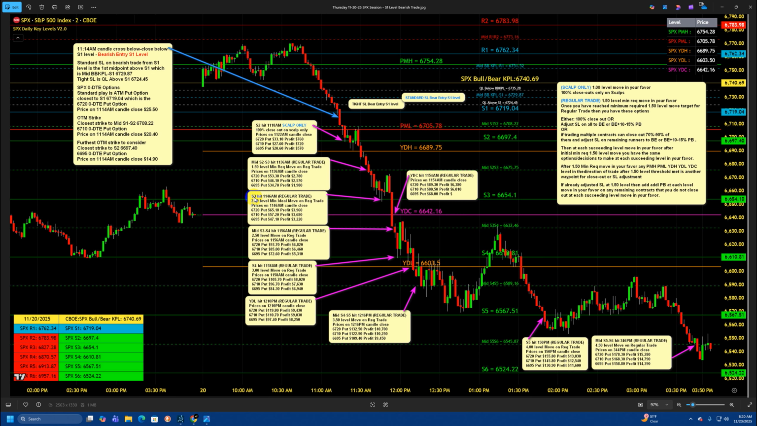Here we have the S3 hit, 11:46 a.m. candle. As you can see, it touches and then backs off of it. However, these prices are based on the candle close. If you did the touch, again, you would have gotten better prices than these. This is the 2-level minimum ideal move. Here on this, again, from the S1 level, the S3, that is a 2-level move.